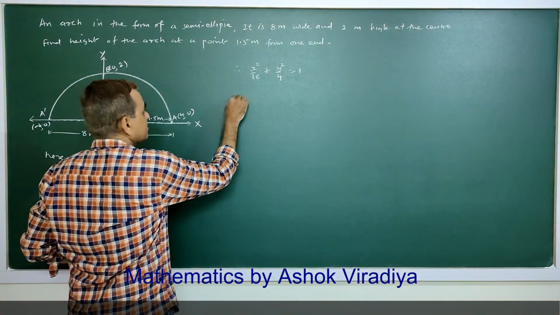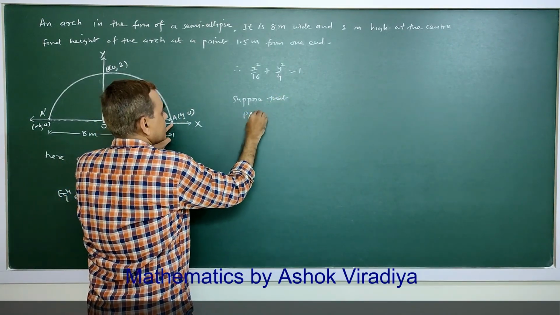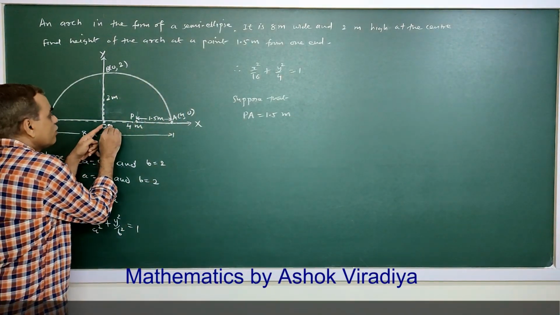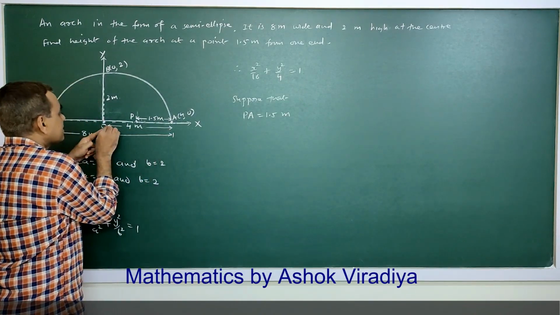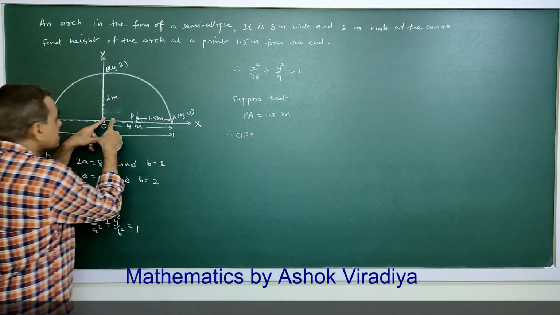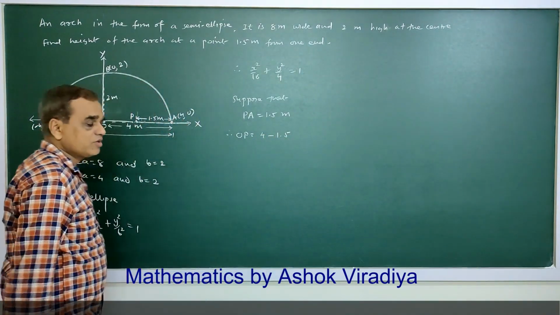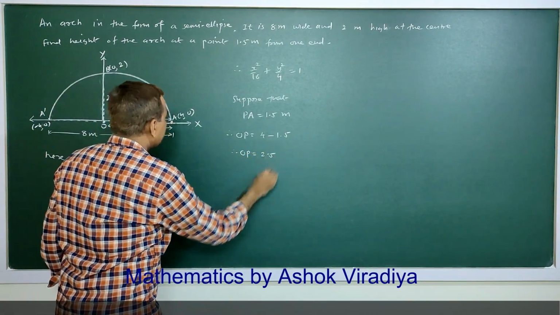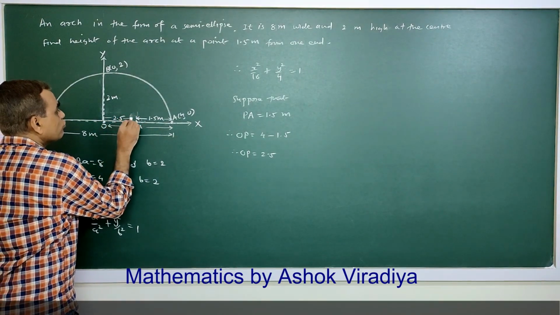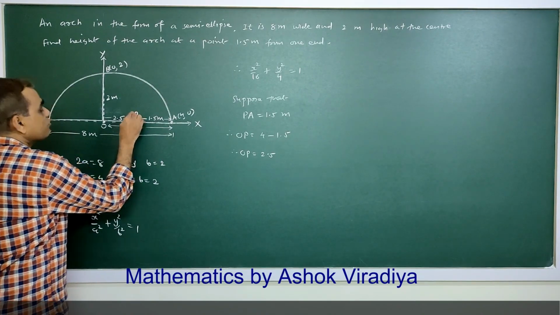So suppose that PA is 1.5 meter. OA is 4 meter. So therefore OP, this distance, will be 4 minus 1.5. So OP will be 2.5. So this distance will be 2.5. This point is point P.